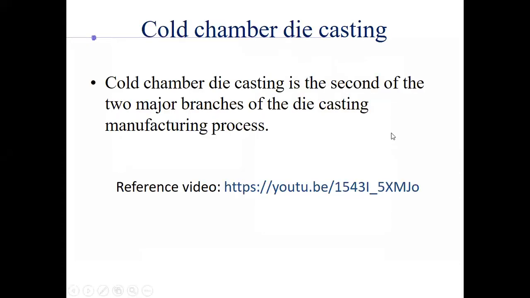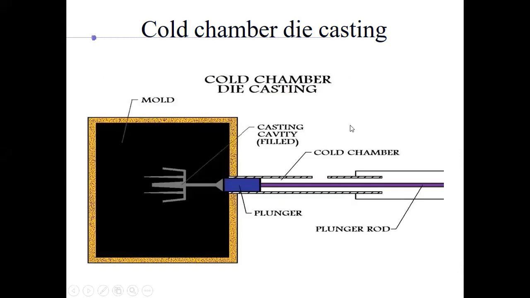Okay. So the next type of casting is die casting. That's the top heading, die casting, and under die casting you have cold chamber and hot chamber die casting. So cold chamber die casting is the second of the two major branches of the die casting manufacturing processes. The video is attached, but let us have a look at the process first.